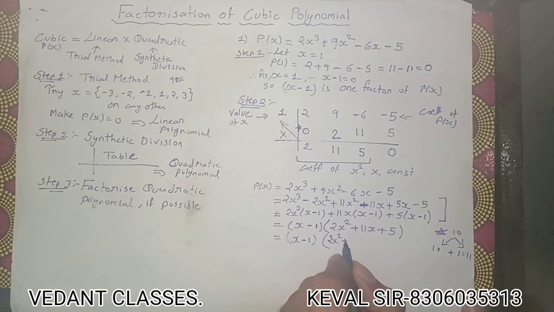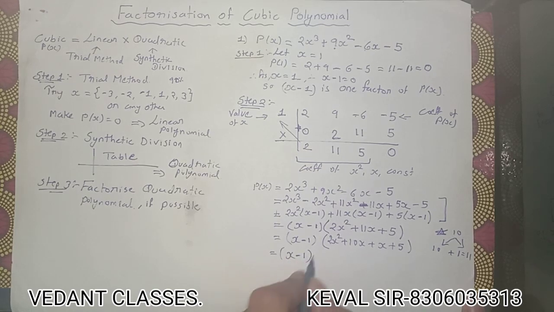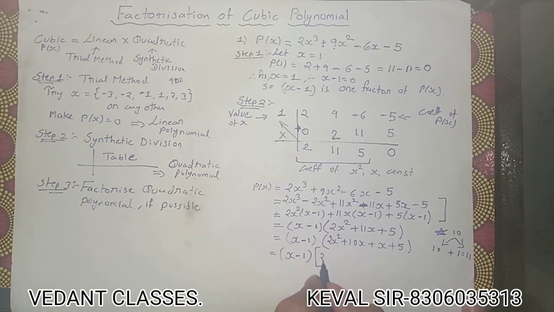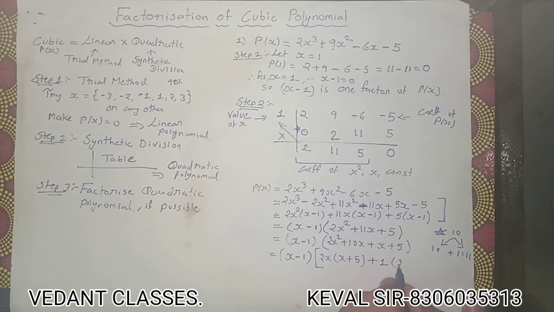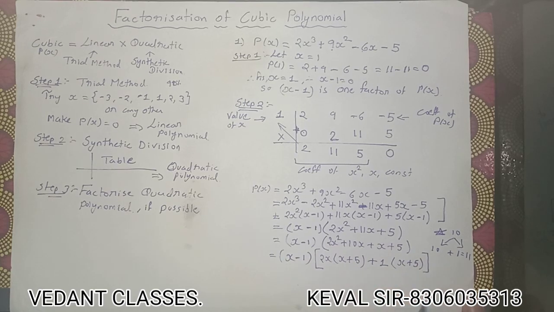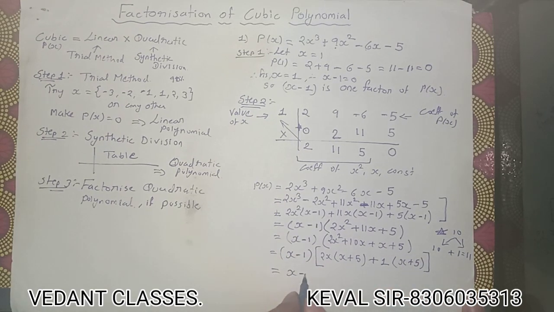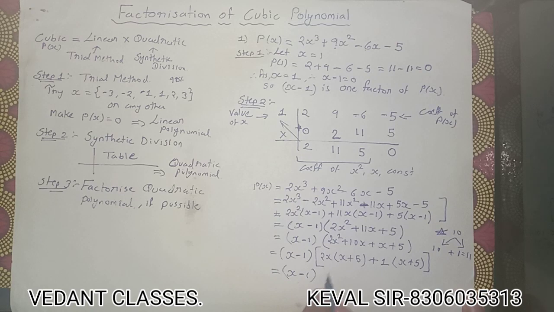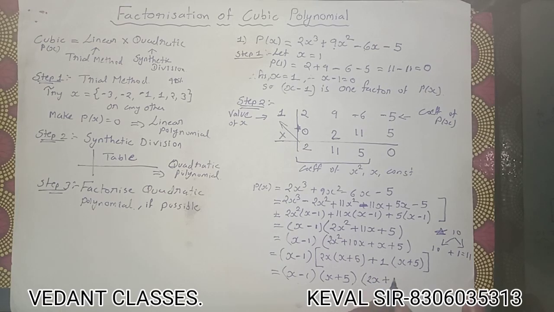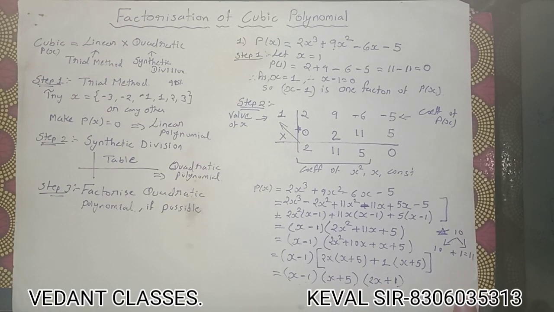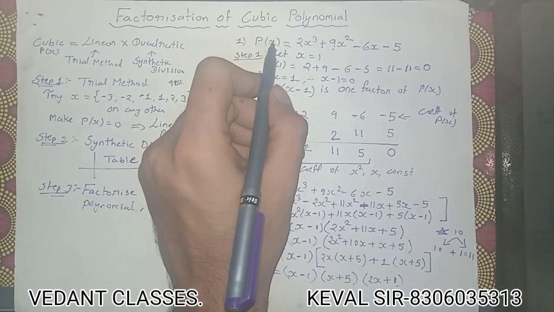So 2x square plus 10x plus x plus 5. So this will be x minus 1. Here you can take 2x common, so this will be x plus 5. Here you can take 1 common, it will be x plus 5. So this will be x minus 1, then x plus 5, and this will be 2x plus 1. So these are our required factors for this given p of x cubic polynomial.